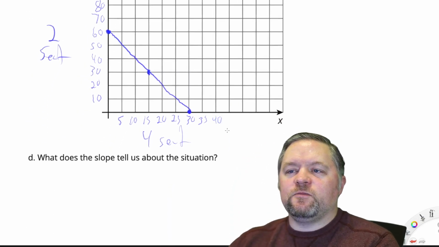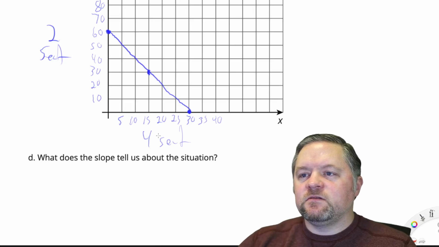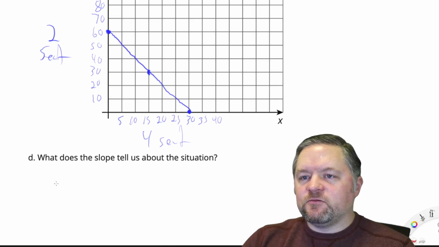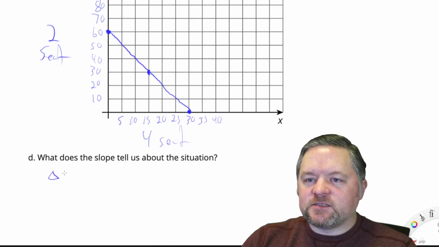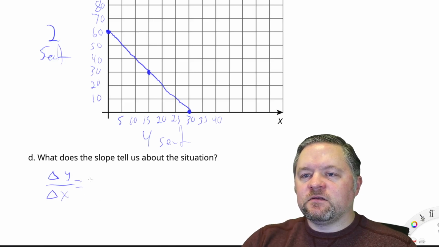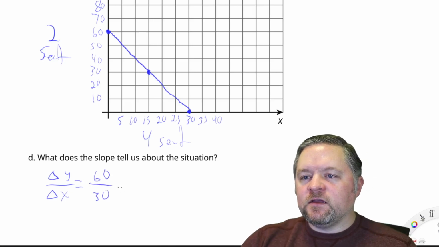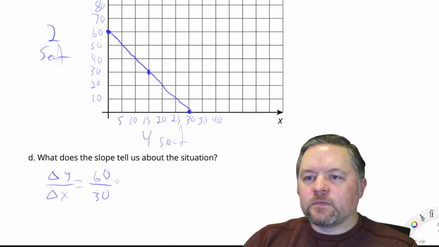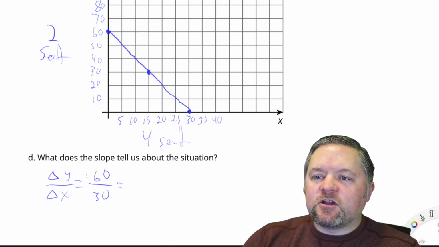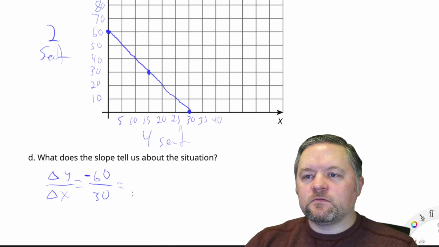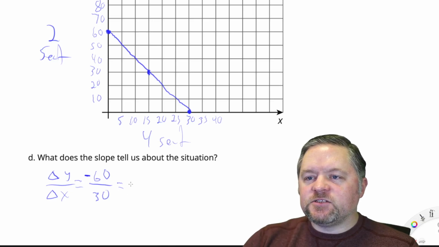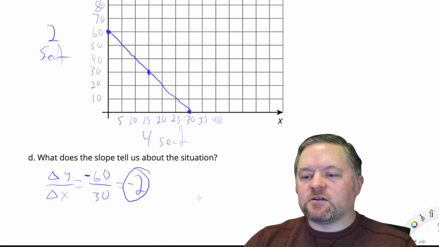What does the slope tell us about this situation? Well, we don't know the slope specifically. We haven't found it. Slope is the change in y over the change in x. Rise over run. If we were to have a triangle here, it has a rise of 60 and a run of 30. And it's going down. 60 divided by 30 is 2, so -2 is our slope.